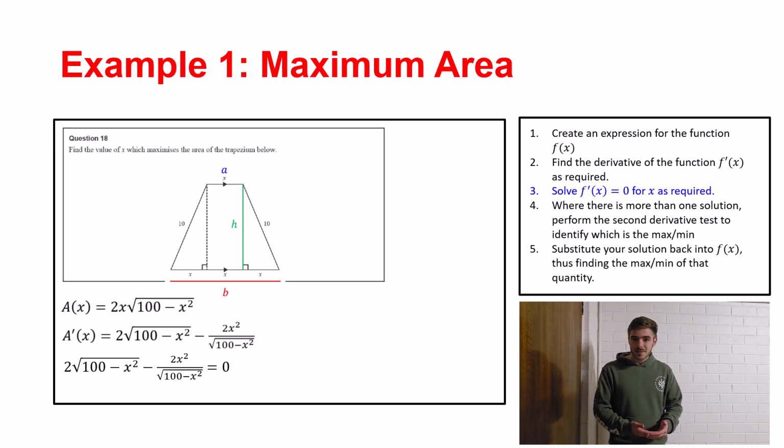Now that we have our derivative, we're going to set the derivative equal to 0. Again, the reason is that any stationary point, maximum or minimum, is going to have a derivative of 0. So if we solve where the derivative is 0, we're going to find the x-coordinates of those stationary points.